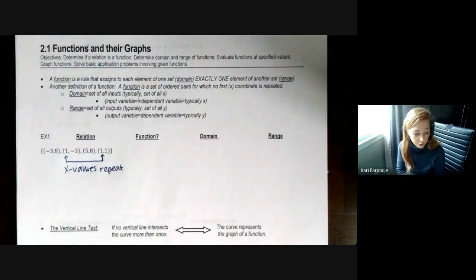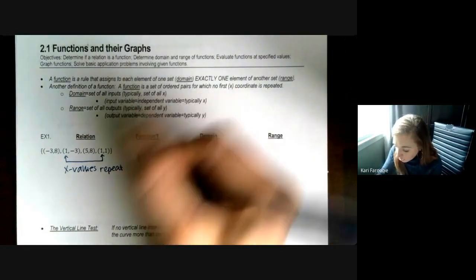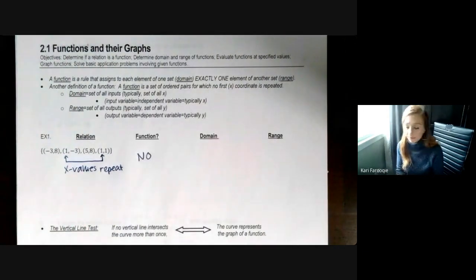Because they repeat, we could say that this is not a function. It is a relation, but it's not a function. Now, if the y values were to repeat, well, that's okay. You can still have a function where the y values repeat. You just can't have a function where the x values are repeating.